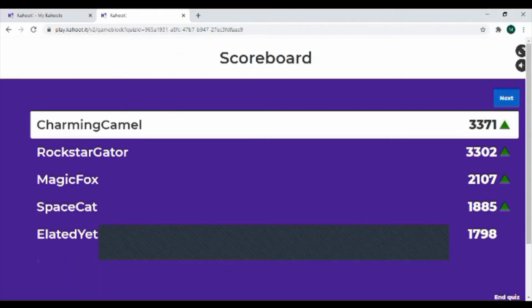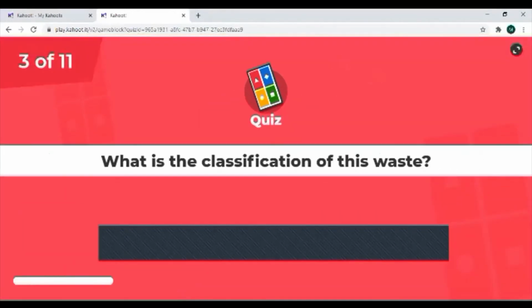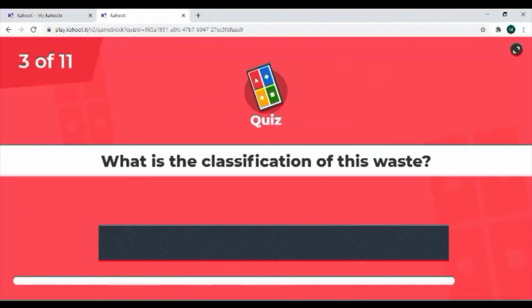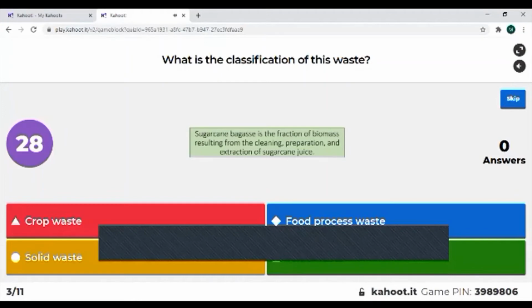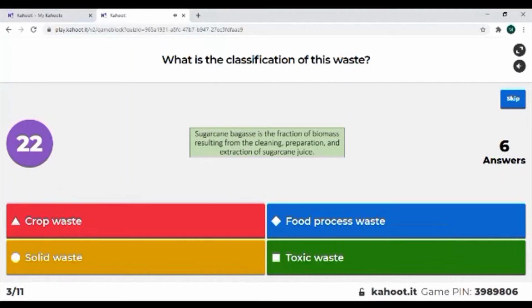Others, don't give up. We still have a lot of questions. You can still redeem yourself to number 1. Okay, next question. What is the classification of this waste? Sugarcane bagasse is a fibrous biomass resulting from the cleaning, preparation and extraction of sugarcane juice. What type of waste is this? Crop waste, solid waste, food process waste, or toxic waste?